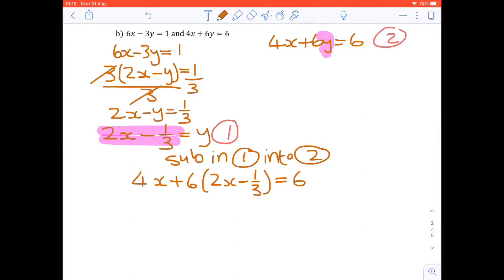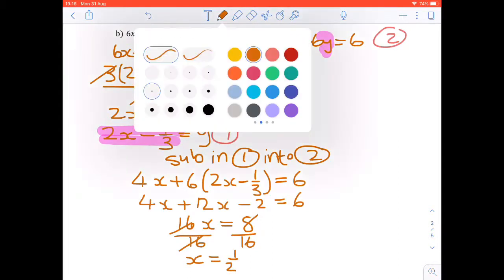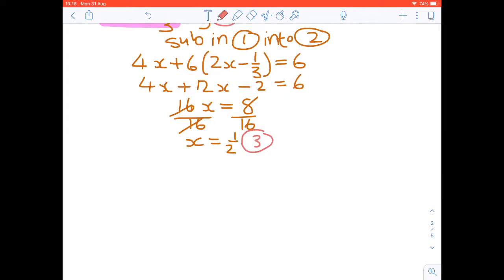Now let's solve for x. 4x plus 12x minus 2 equals 6. 16x equals, take that negative 2 over, 8. Divide by 16. The 16's cancel, so x is equal to 1 over 2. And that becomes our third equation. So now we tell our marker what we're doing.